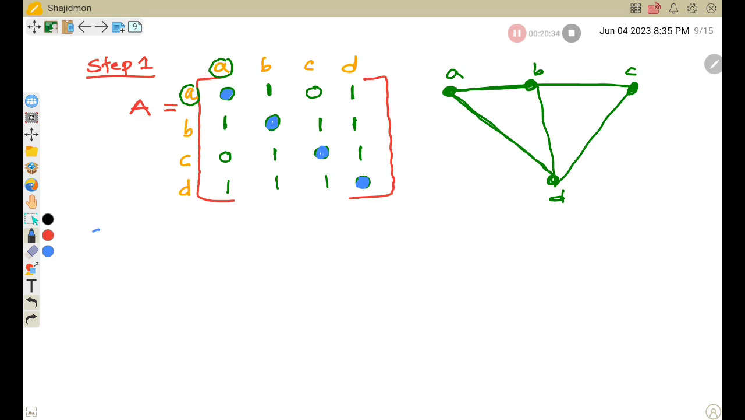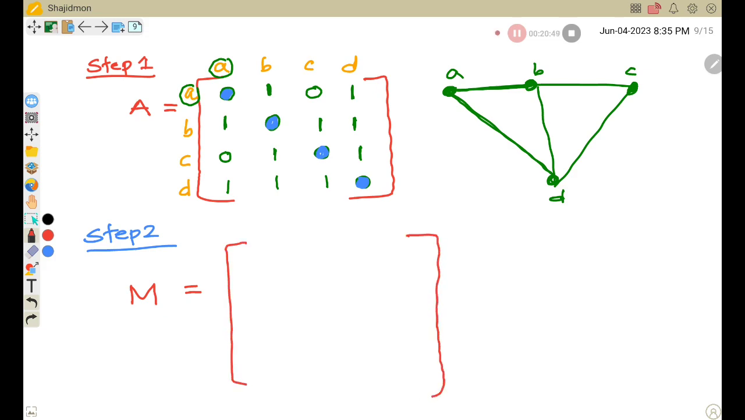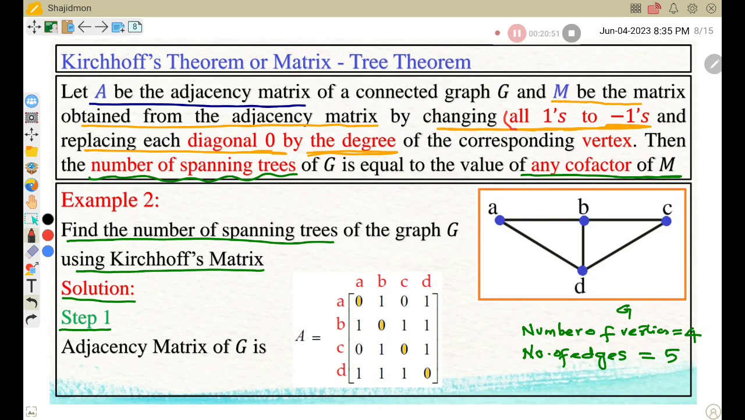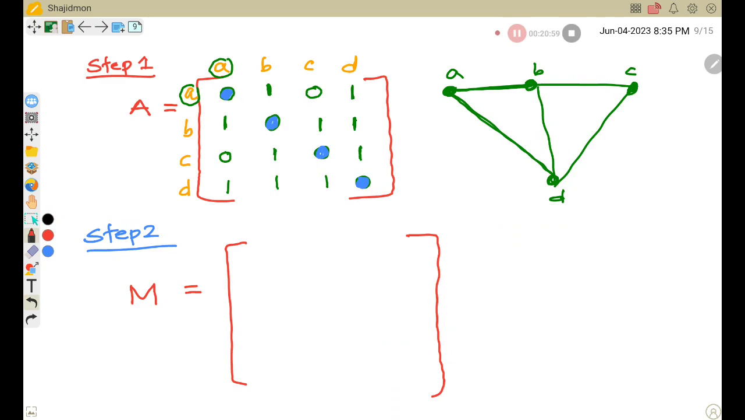Now I'm going to step number 2. What we need to do in step number 2? We need to form a matrix M, capital M matrix, correct? How are we forming that matrix? Just write, wherever 1 is coming, we need to write minus 1. That is the condition, okay? 1 is replaced by minus 1. And diagonal zeros are replaced by the degree of the corresponding vertex, okay?